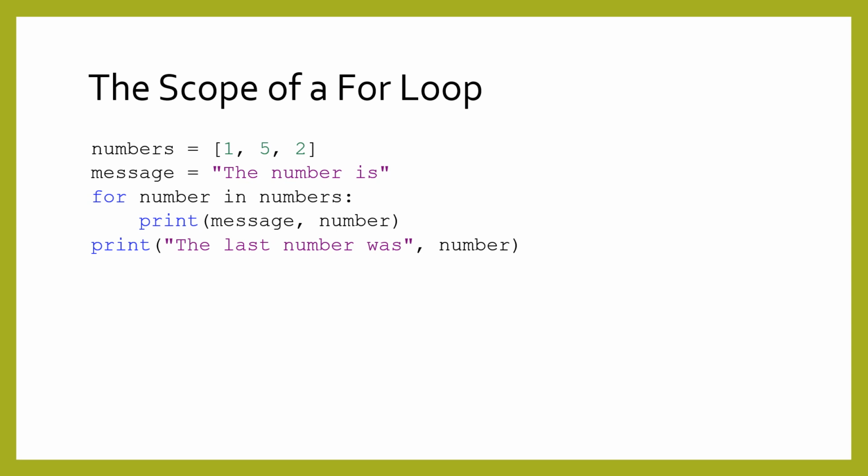Unlike functions, for loops do not have their own scope. Variables defined outside of a for loop can be used inside the loop body. The iteration variable can be used after the loop has finished. Nothing special has to be done with regards to scope and loops.